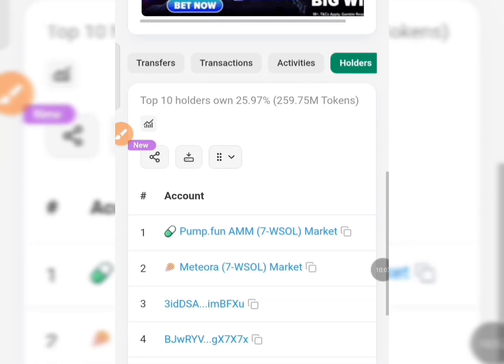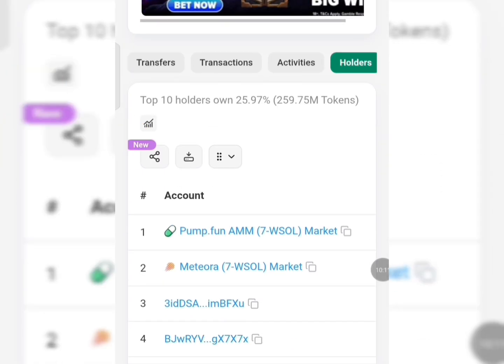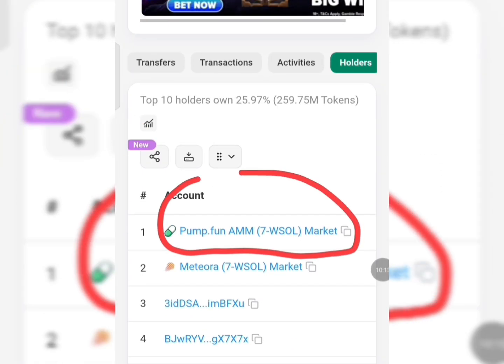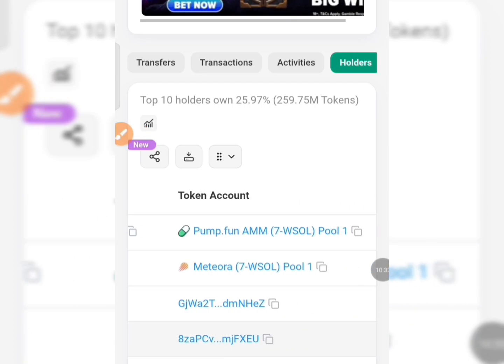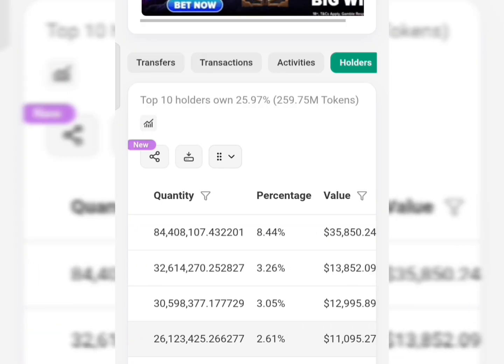As you can see, the number 1 person here is the liquidity pool. As you can see here, it says pump.fun AMM and the name of the coin right here. I told you earlier, when we were checking on Bitday, that the number 1, which was the 8%, is the liquidity pool. So when you scroll sideways, you will see it right here, 8%. This is the 8% right here. That is not a holder, that is the liquidity pool right here.